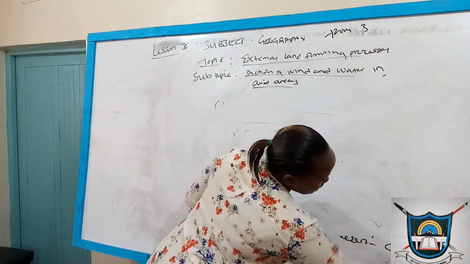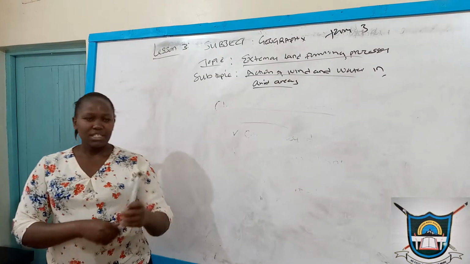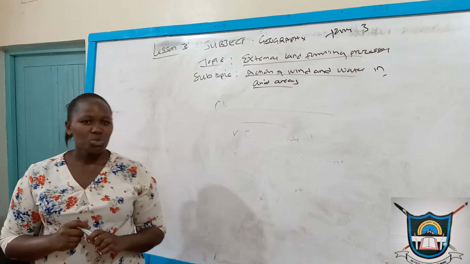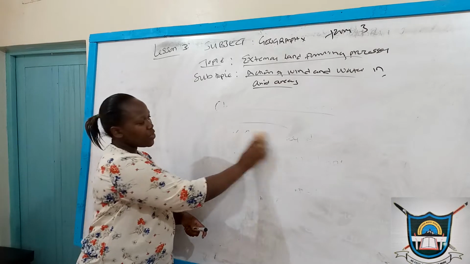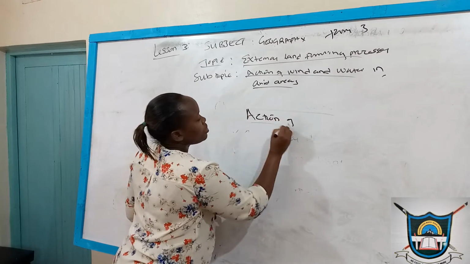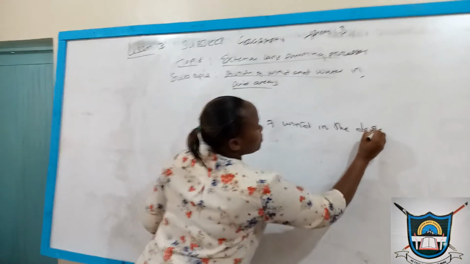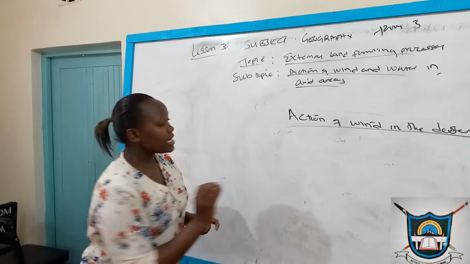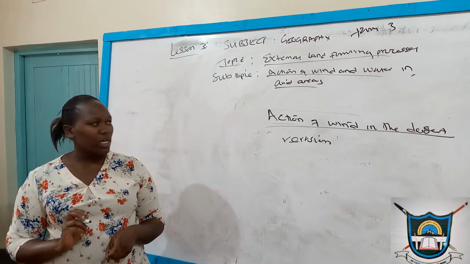If you remember very well in our last lessons, when we were covering the topic of action of rivers, we said the work of the river is to erode, to transport, and finally to deposit. The same case with the desert. The action of wind in the desert, just like in the rivers, is first erosion. That is the work of the wind in the desert, to erode.